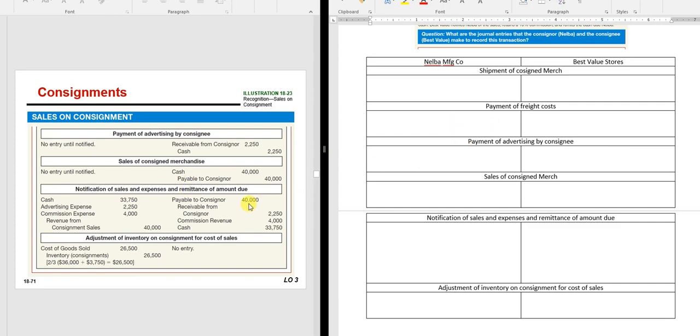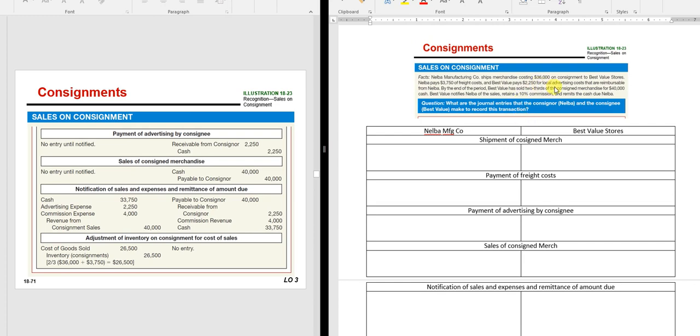So on the next one, let's go up here. Best Values has sold 2/3 of the consigned merchandise for $40,000. So they get cash of $40,000, and they put it payable to the consignor. Notice that we could have put this as a debit and a payable, but we're probably going to net these two out in the end. So cash and payable to the consignor, and we have $22.50 that we're going to get from them, so we're going to net all that out in the end. And then I'm going to notify them that I sold the $40,000.